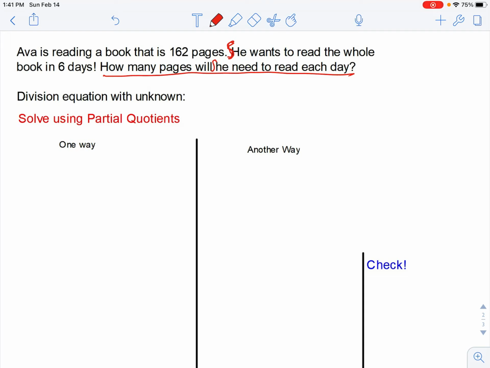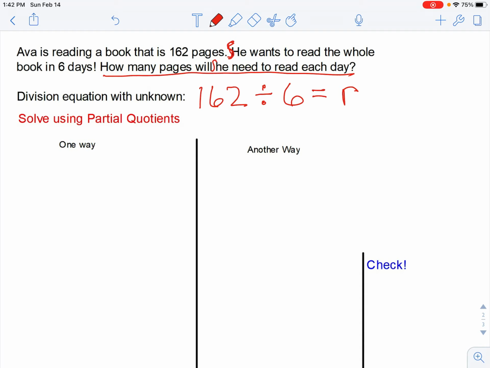What would your division equation be to solve that? We're going to take the total number of pages, that's our dividend, divide it by the number of days she has, that's our divisor, and that's going to be the number of pages she'll read each day. I'll call it R for to read.